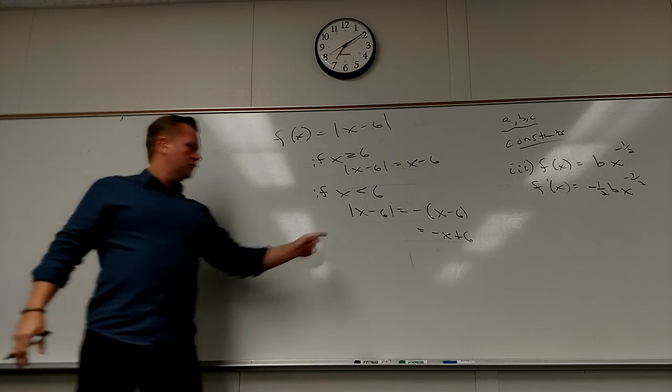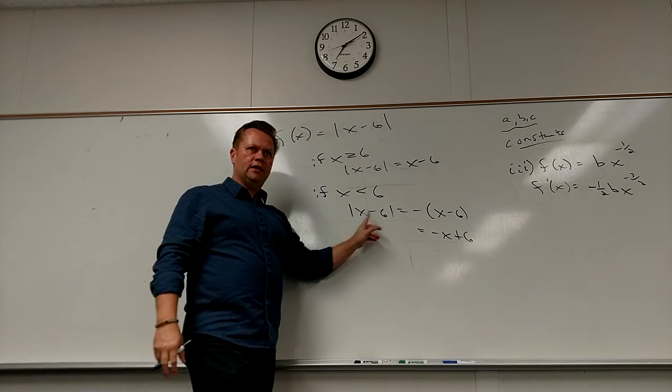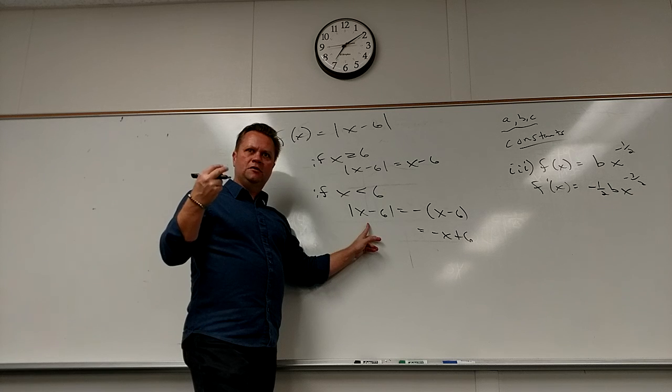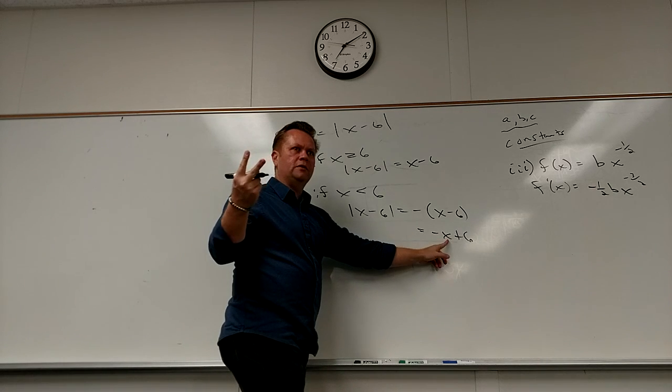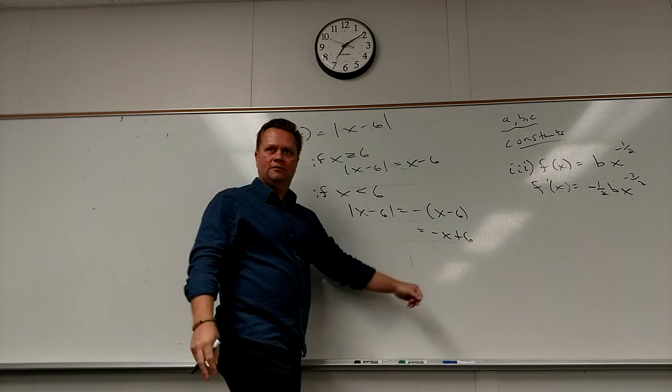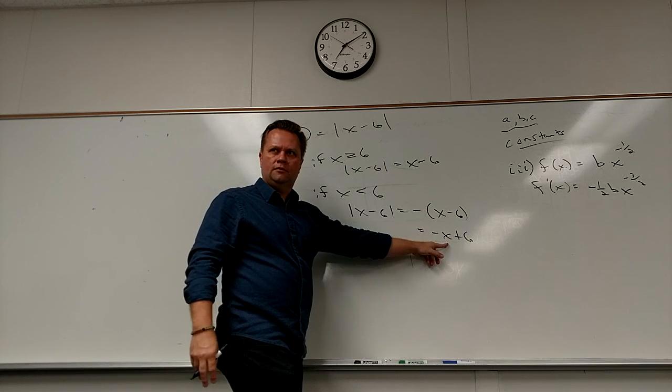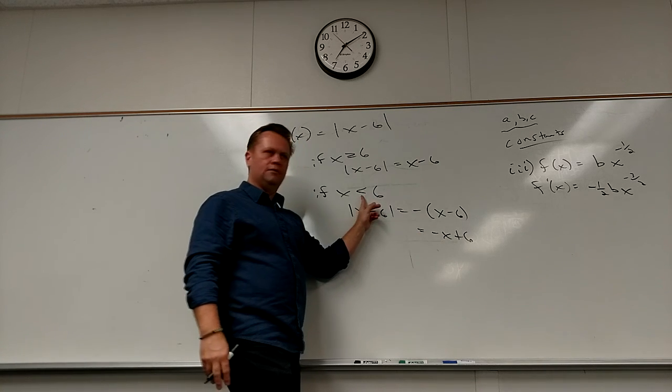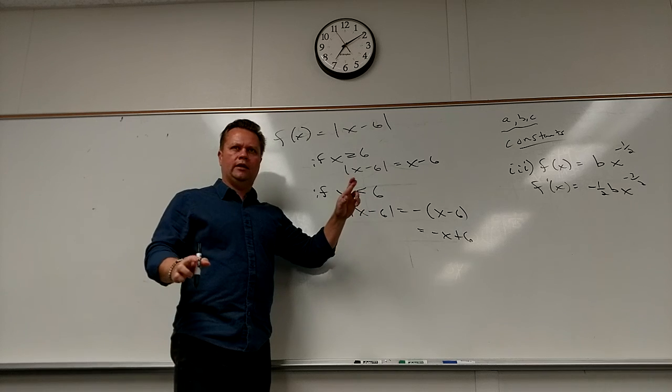If you don't trust this, what if you put a 4 in there? What's that? 4 minus 6, negative 2. Absolute value of negative 2 is 2. Put a 4 in there. Negative 4 plus 6 is 2. There. They have the same value given the correct location. I like it.